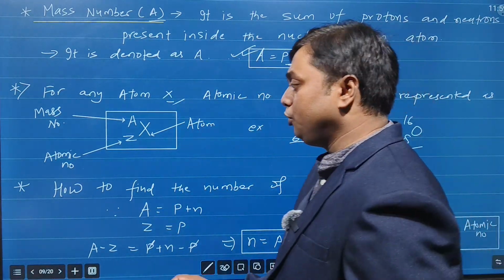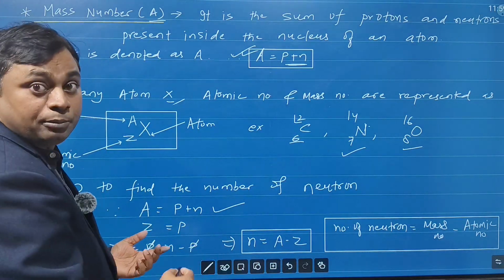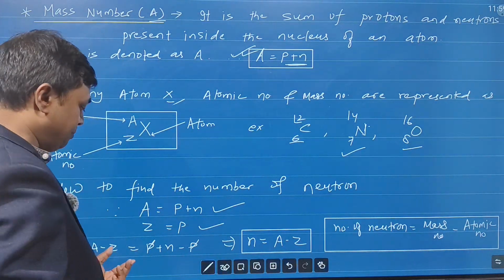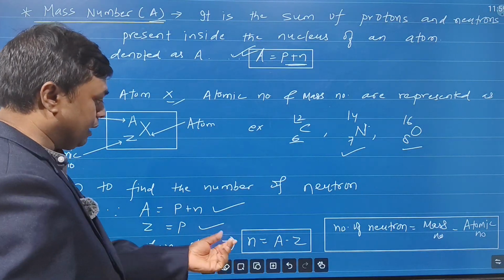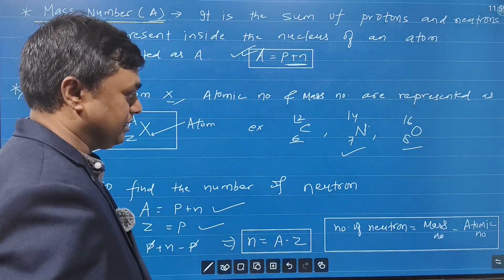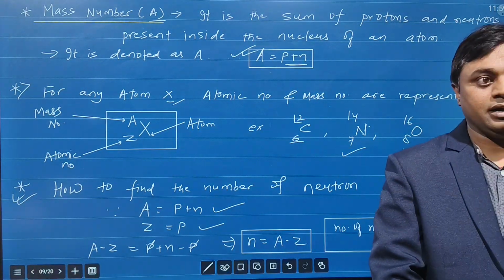How do we find the number of neutrons? Since we know that mass number is what? P plus N. Atomic number is what? P. So P plus N minus P, P gets cancelled. Okay, so we will get the number of neutrons is what? A minus Z. Number of neutrons is mass number minus atomic number. Yes or no?